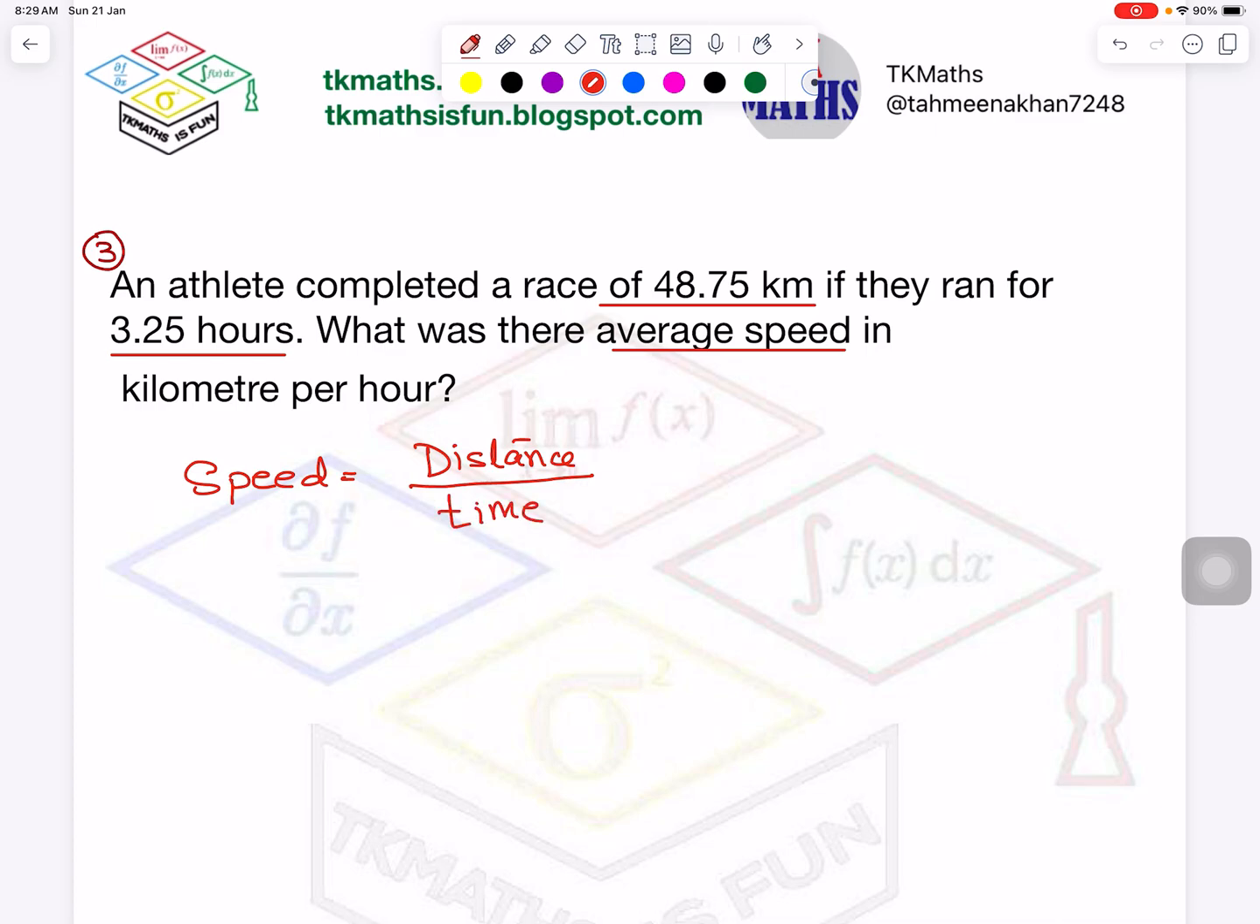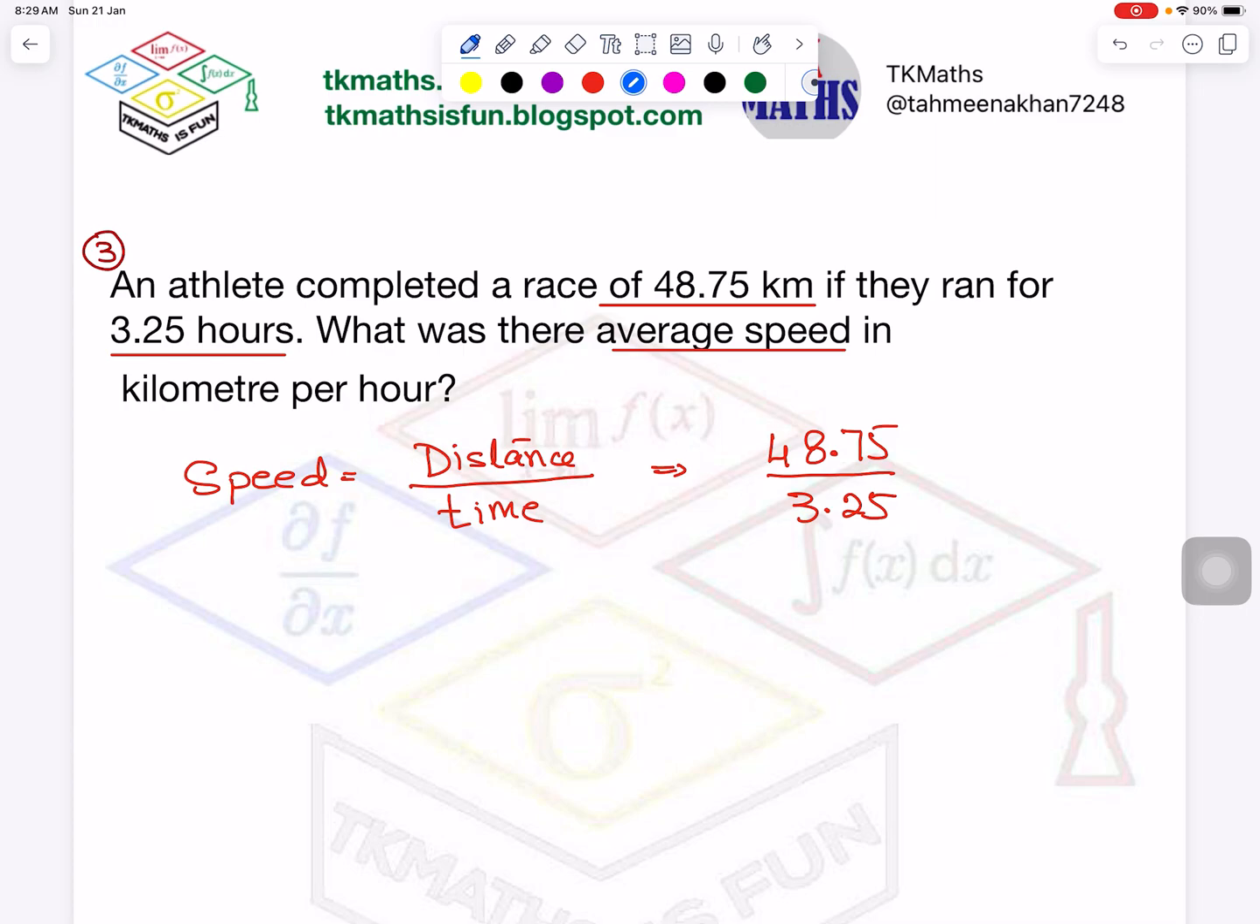Okay, so here is a little advanced question, I would say. It is actually testing your knowledge of what speed is. Speed is equal to distance divided by time. And what is the distance he covered? 48.75. In how many hours? 3.25. Now 3.25 is my divisor and I don't know the table of 3.25.